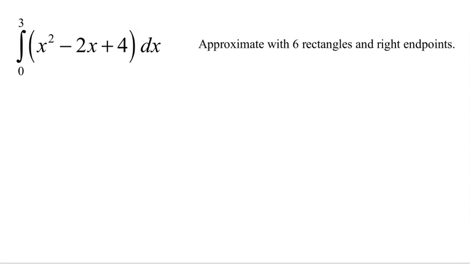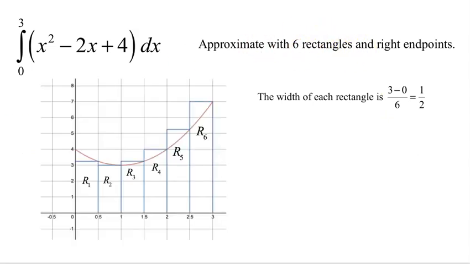So our interval goes from 0 to 3. If we're going to use 6 rectangles, how wide will each rectangle be? Well, from 0 to 3, the width is 3, but we're subdividing that into 6 pieces. So each rectangle will have a width of 1/2. So let's visualize that using, again, right endpoints for the height.